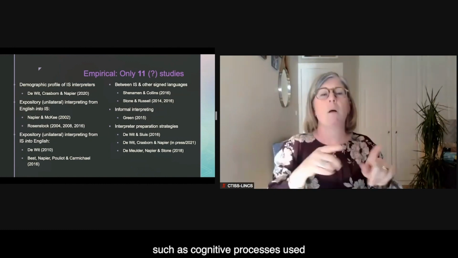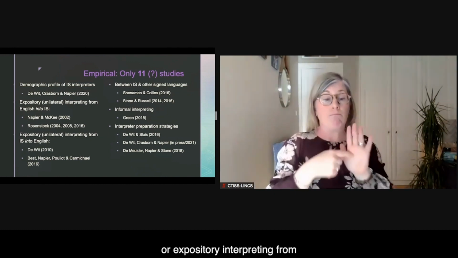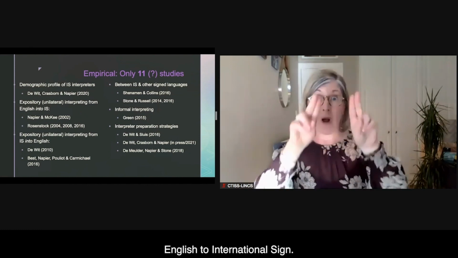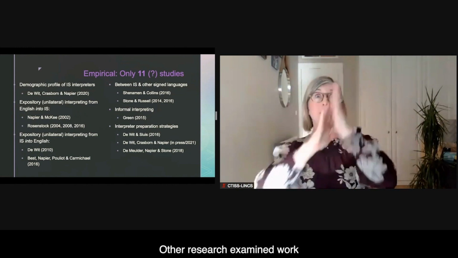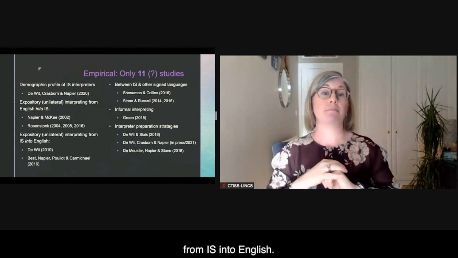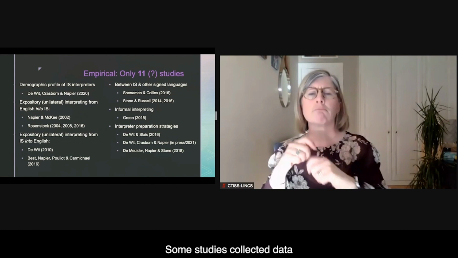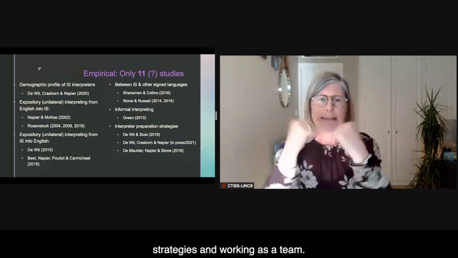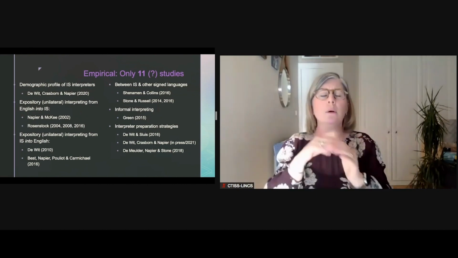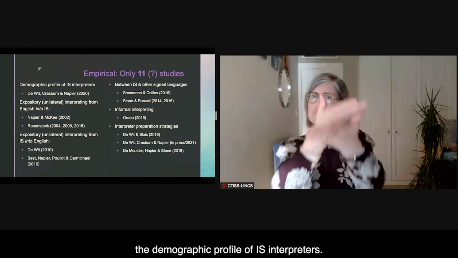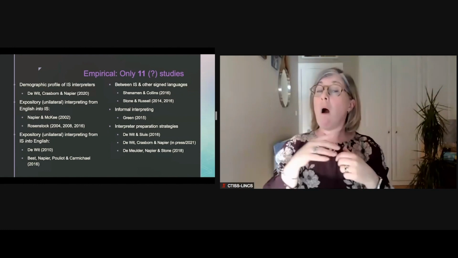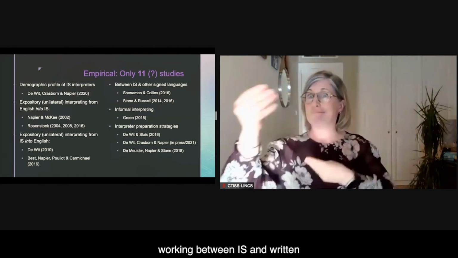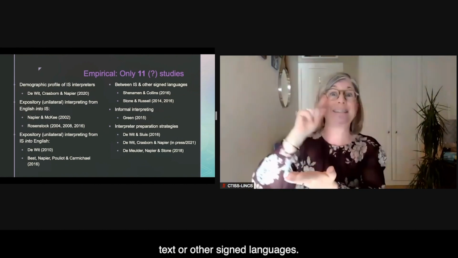such as cognitive processes used or expository interpreting from English to International Sign. Other research examined work from IS and English. Some studies collected data through interviews, examining interpreting preparation strategies and working as a team. Surveys conducted unpacked the demographic profile of IS interpreters. There was work completed investigating deaf interpreters working between IS and written text or other signed languages.